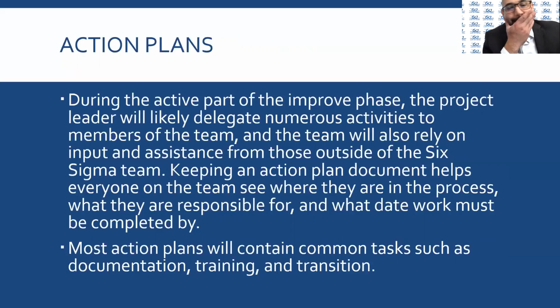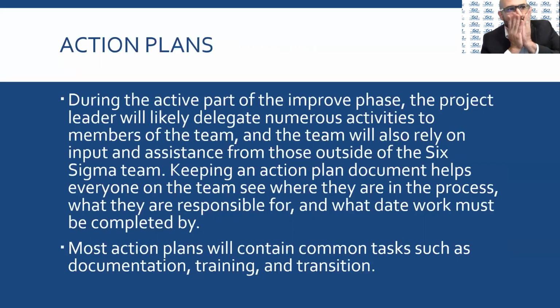So the action plan is a summary. It's a document that shows a summary of what needs to be done, who has to do it, and when it has to be finished, the deadline for that. It's a live document, updated frequently. It's shared with the team in a common area where everybody can see it.